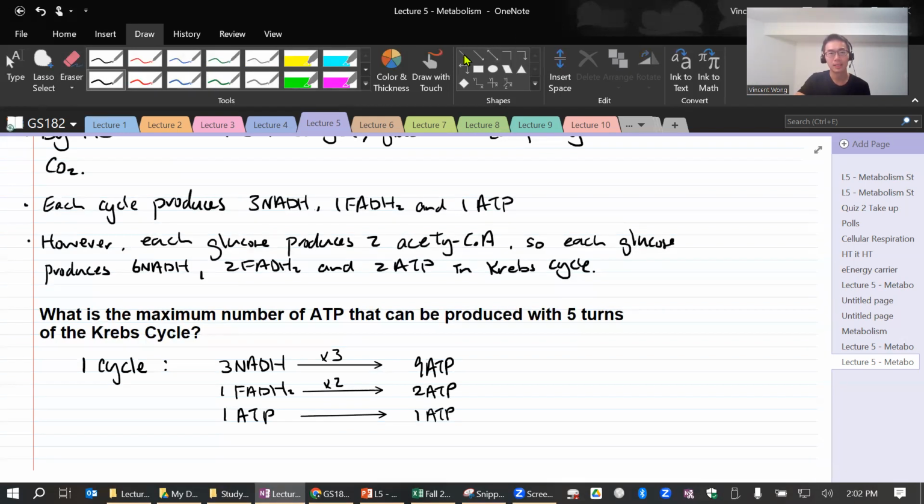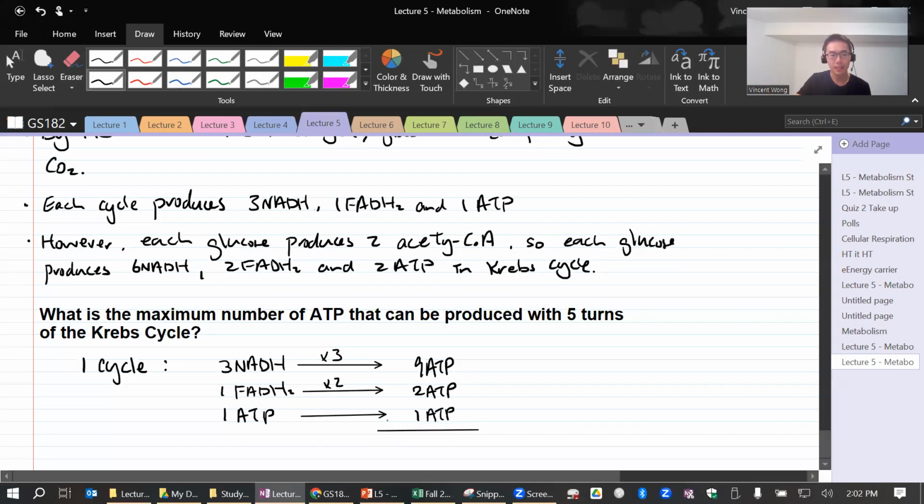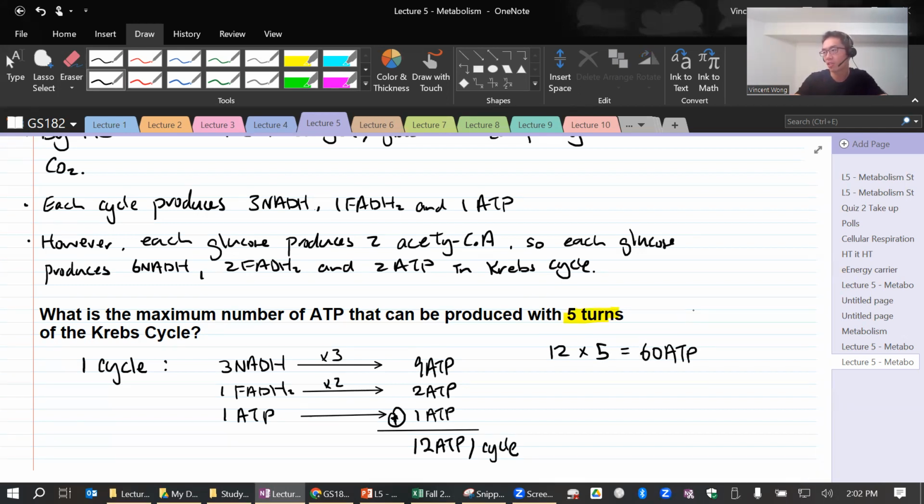One is one. So I add these up. 9 plus 2 plus 1 is 12 per cycle, per turn, right? So the question is asking you to do 5 turns. So 12 times 5 is 60 ATP. Does anyone have any question about that?